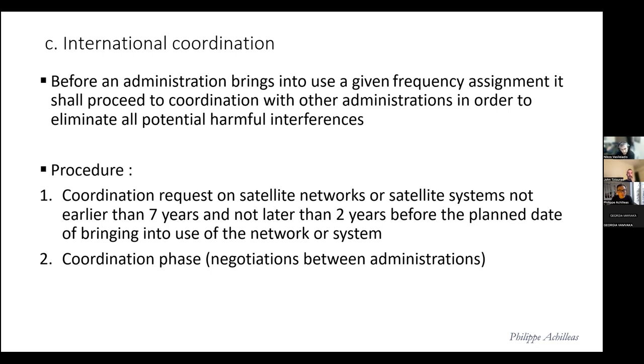coordination. So it's a very long and complicated task, because sometimes you negotiate for years and years before eliminating the risks of harmful interferences. Okay, but the problem is that you have a limited time under the ITU to proceed to coordination. You have 7 years to negotiate, and if you haven't finished the negotiations after 7 years, well, you will not be able to register the frequencies.